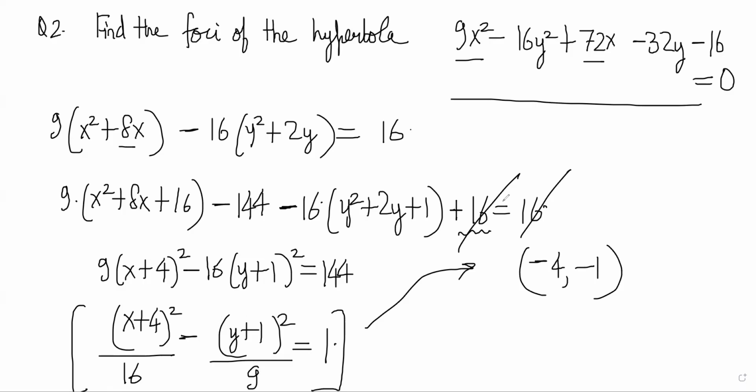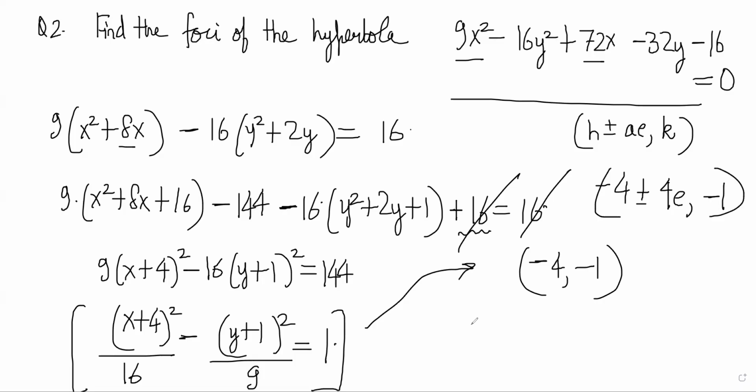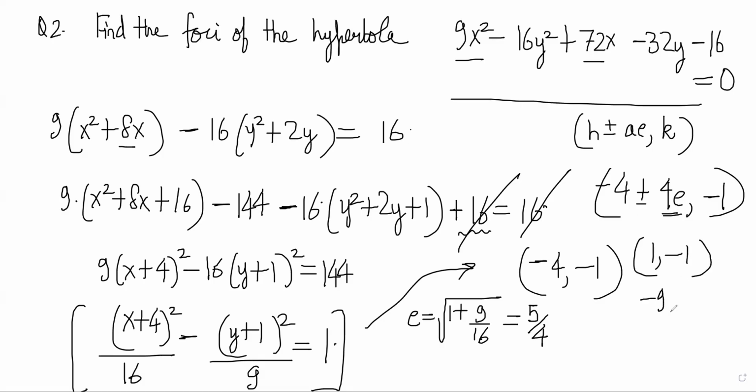So foci would be h plus minus ae comma k, right? And h is minus 4 plus minus a is 4e comma k is minus 1. So we have to find eccentricity. Eccentricity e is equal to root over 1 plus b square by a square. So 1 plus 9 by 16. So that becomes 25 by 16. So 5 by 4. So you put 5 by 4 here for eccentricity. You get plus minus 5. So it is going to be 1 comma minus 1 and minus 9 comma minus 1. These are the two foci.